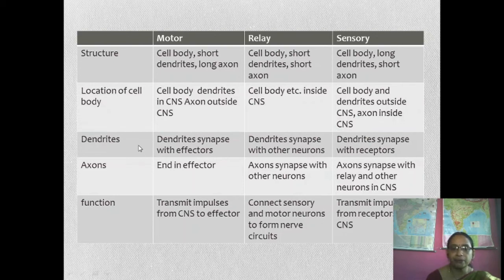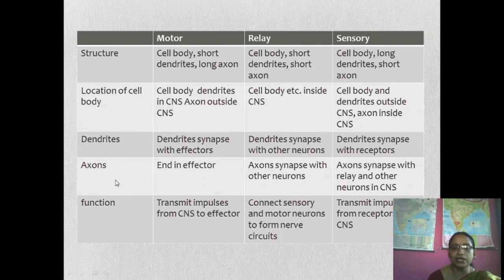Then where is the position of the dendrites? In the case of motor nerve cells, dendrites synapse with effectors, and in the case of relay or mixed neurons, dendrites synapse with other neurons. In the case of sensory neurons, dendrites synapse with receptors.